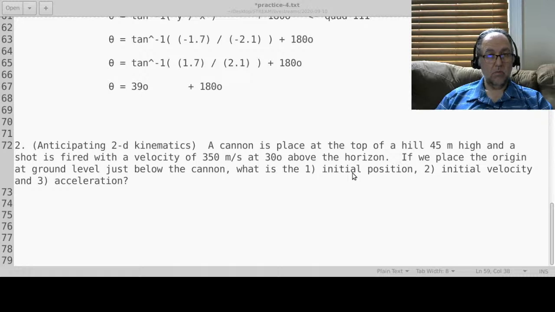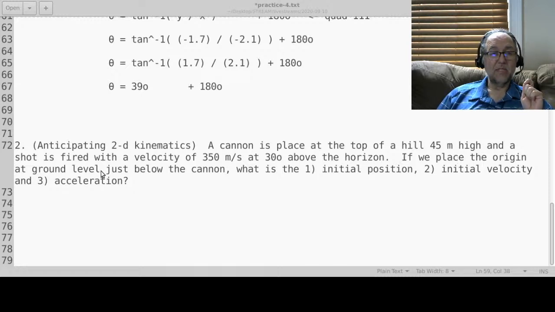Okay, so again, why did we do all these vectors? In 2D, a vector is always two numbers, and that's because the position, the velocity, and the acceleration, whether it's initial or final or whatever, those three quantities have to be vectors. They have to be expressed in terms of two numbers. So I'm going to show you how to identify that initial position, and it'll turn out to be two numbers. I have here a cannon, which is placed at the top of a hill, which is 45 meters high. I'm going to fire a shot with a velocity of 350 meters per second at an angle of 35 degrees above the horizon. If that language is a little bit confusing, I'll show you what that means as I draw the diagram.